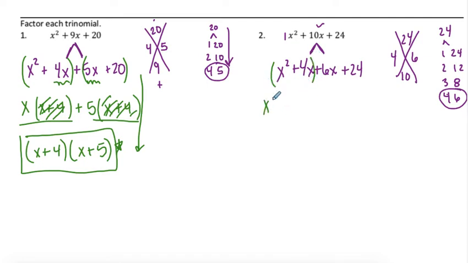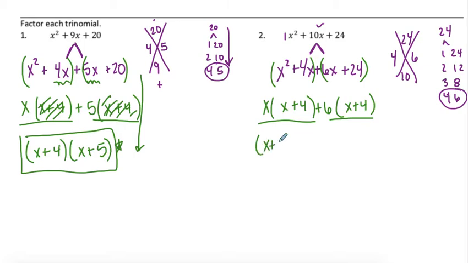First two have x in common with x plus 4. Second two, almost lost my plus sign. 6x and 24 have a 6 in common with that same x plus 4 left over. The x plus 4 is the common binomial here.